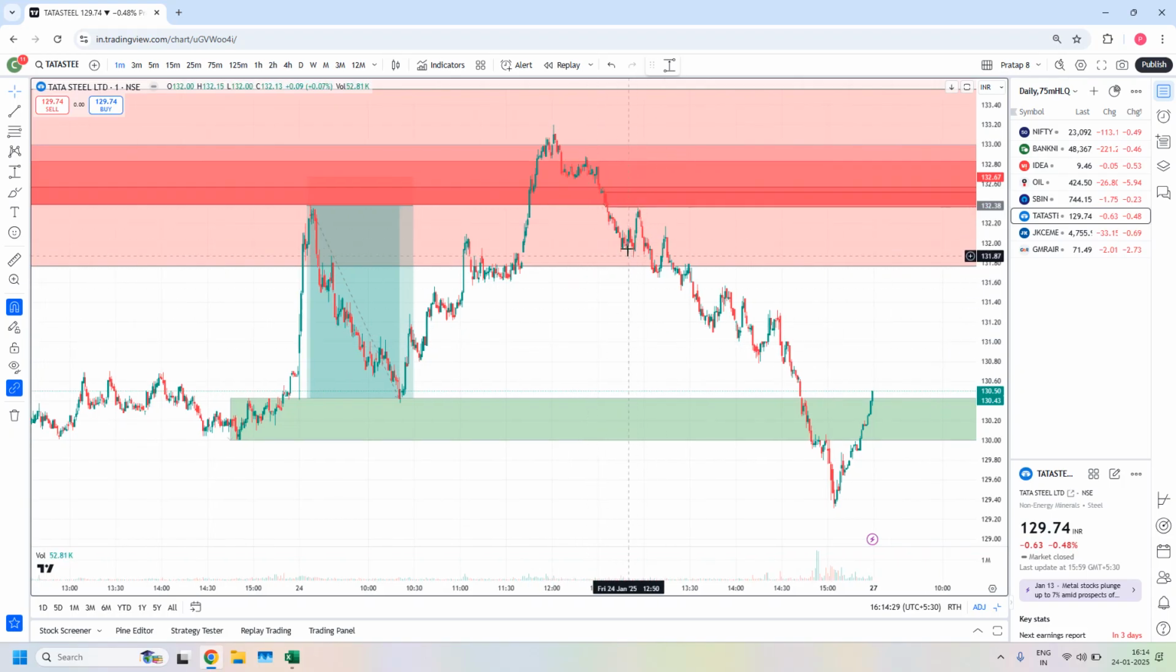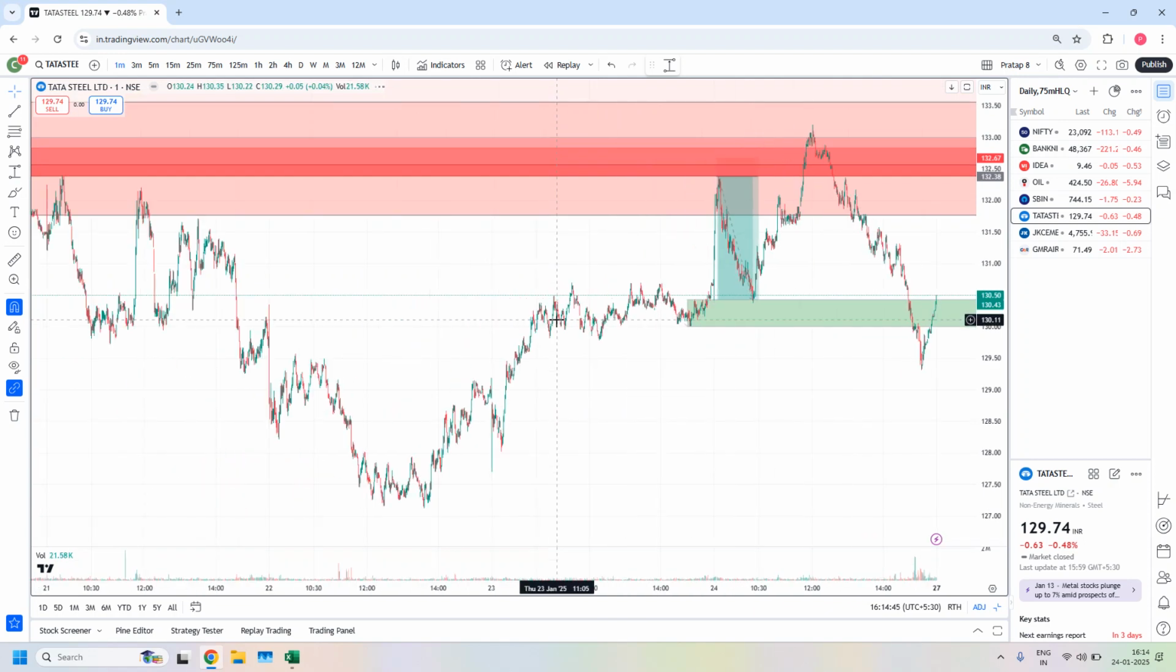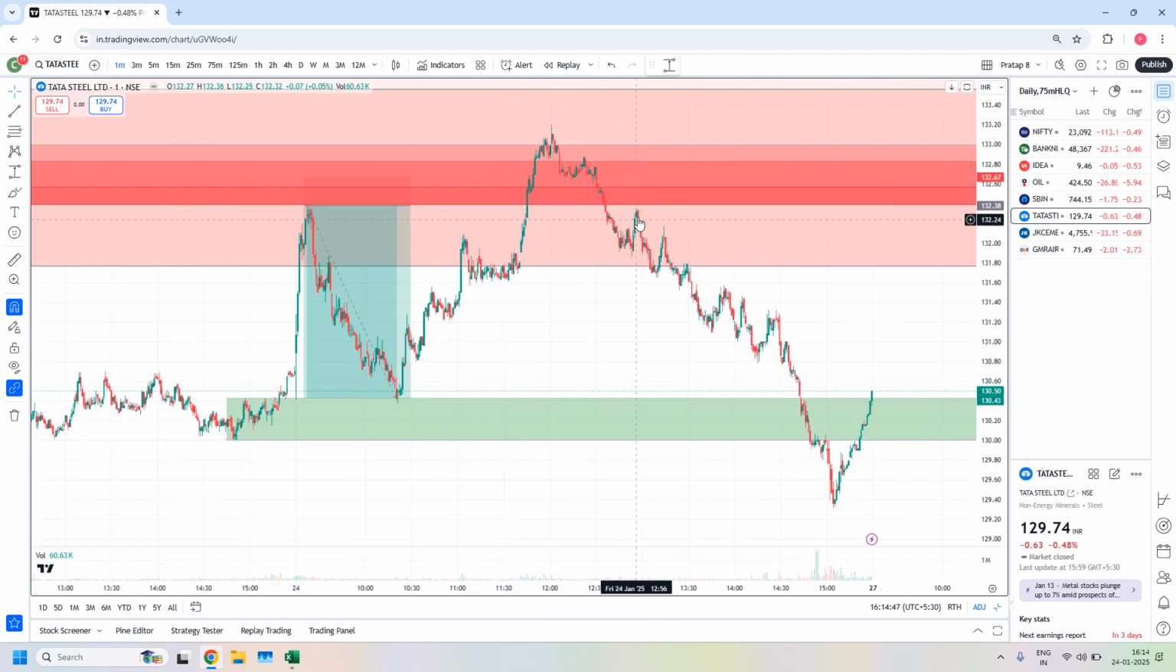Okay. So you have seen, right, how exactly the institutions created their HLQ zone within the same area. Okay, anyway, I hope you understood this. Otherwise, how would you have got this much profit? At least you learned now. Okay, this is about Tata Steel.